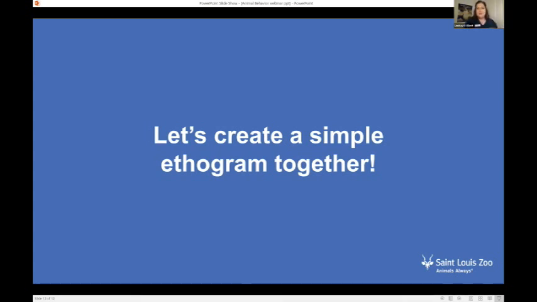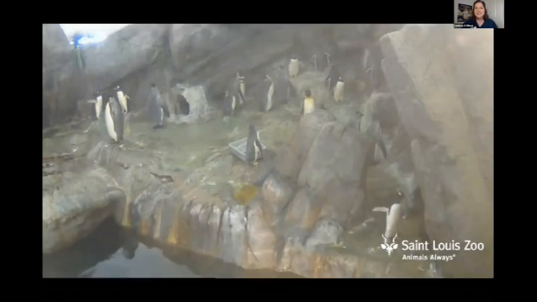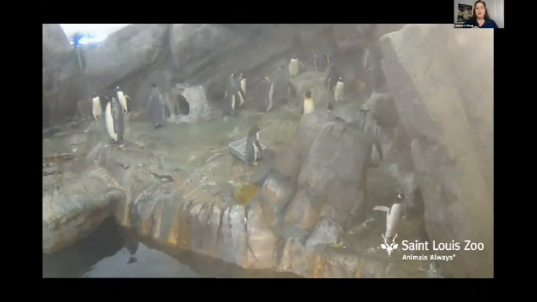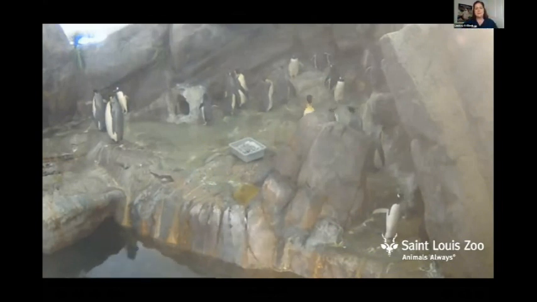We are going to view our live webcam of the St. Louis Zoo penguins inside of Penguin and Puffin Coast. This is live right now at the St. Louis Zoo. These penguins are gentoos, the kind of medium-heighted ones. The tallest, largest ones are king penguins. And if you see any penguins in there that look like they have little tufts on their ears, a lot of times I don't see them in this view, but I think there might be one over in the back left corner maybe. They have little tufts. Those guys are southern rockhopper penguins.